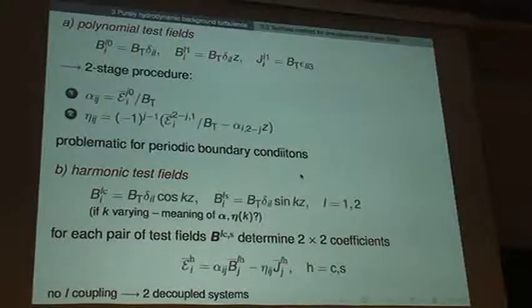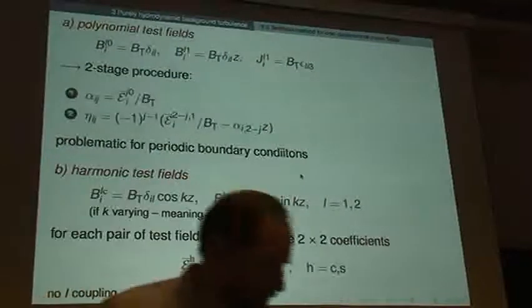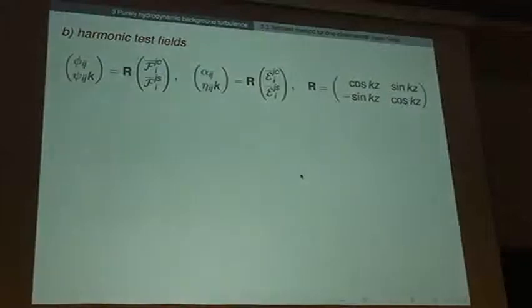And you may imagine that considering these systems, with the harmonic ansatz, harmonic test fields, we have 2 decoupled systems of equations, and finally arrive at these explicit expressions for alpha and eta tensor components, and the matrix here is already the inverted coefficient matrix of the former systems, with the simple structure of a rotation matrix.